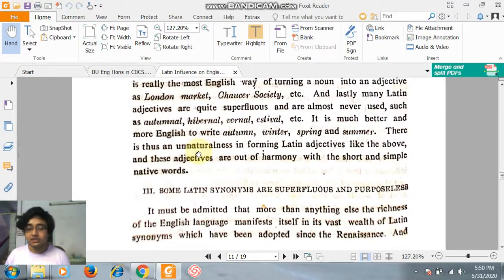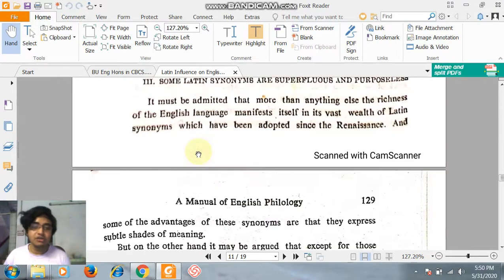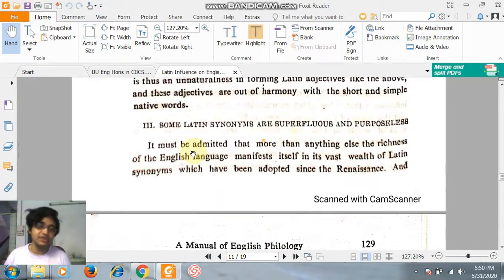So there is thus an unnaturalness in forming Latin adjectives like the above, and these adjectives are out of harmony with the short and simple native words. English native words are much more simple, much shorter, precise and concise, but the Latin words are much more ostentatious, much more difficult in nature.